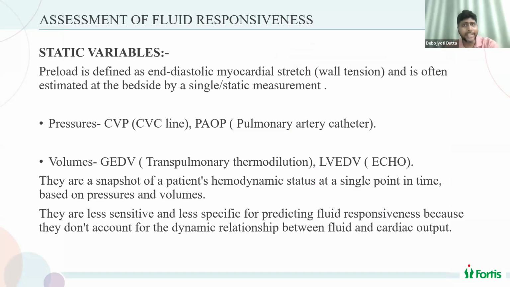The static parameters that were usually used are CVP, pulmonary artery occlusion pressure, global end diastolic volume, and left ventricular end diastolic volume. They are actually snapshots of the patient's hemodynamic status at a single point in time, based on pressure and volume. They are less sensitive and less specific regarding fluid responsiveness, which is very dynamic in nature.